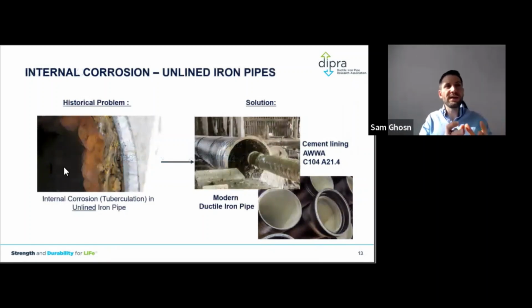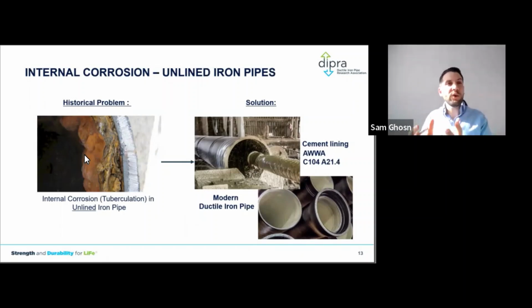That was an issue with unlined cast iron pipe. Again, back in the days, we did not have linings on the inside of the pipe. So if the water was hard, and what I mean by that, you have acidic water or alkali water, depending on the pH, you may have an interaction between the water and the iron pipe on the inside, which caused tubercles on the inside of the pipe. Tuberculation is the reaction of that water with the iron, and that forms over time. Obviously, it will reduce the flow of the pipe and water quality.